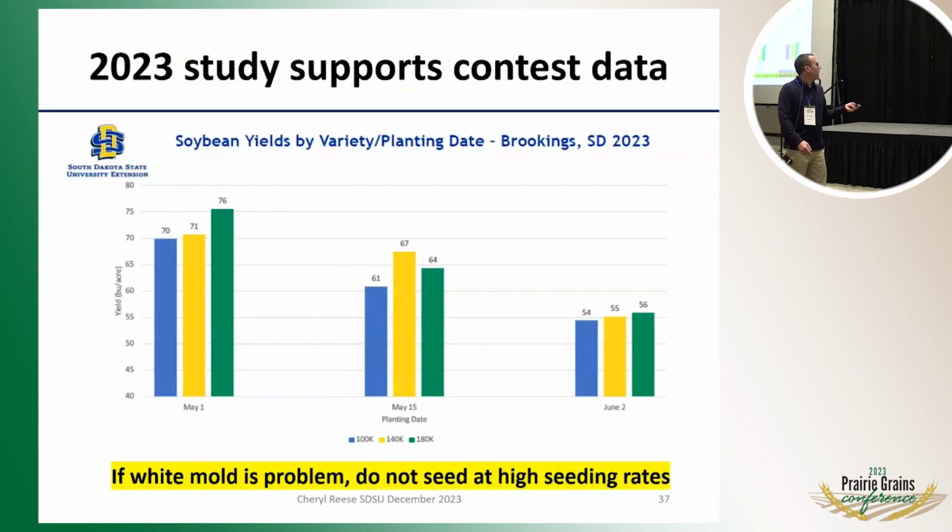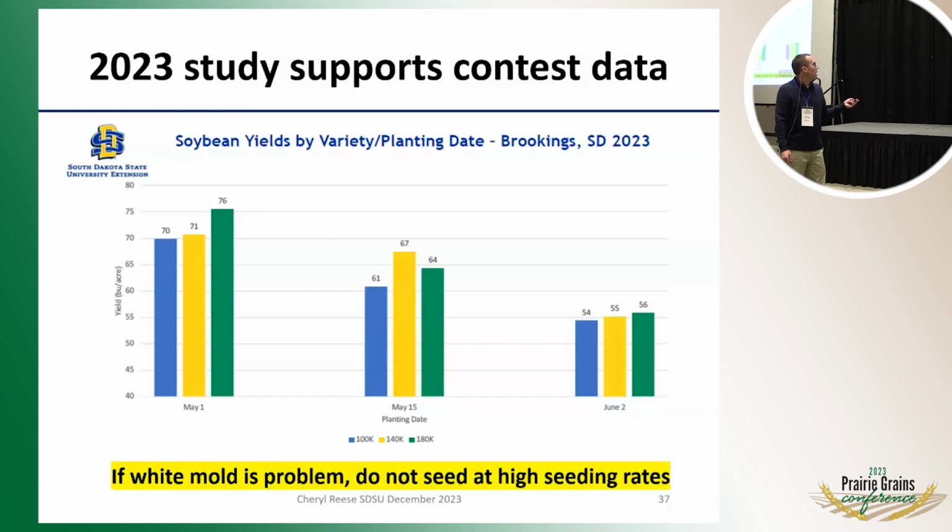In our seeding rates here by planting date, recall in that study with the fungicides that we showed before in the planting dates, we didn't see a huge difference between May 1st and May 15th. But this one we did, and this is only 1 year. This was 2023, so this is kind of hot off the press, so to speak. So they saw really a nice linear drop there from May 1st to June 2nd.